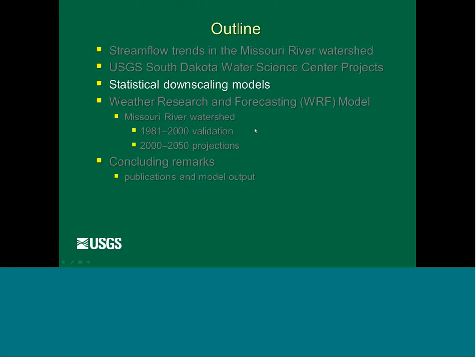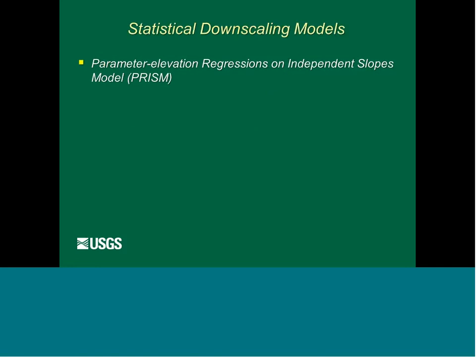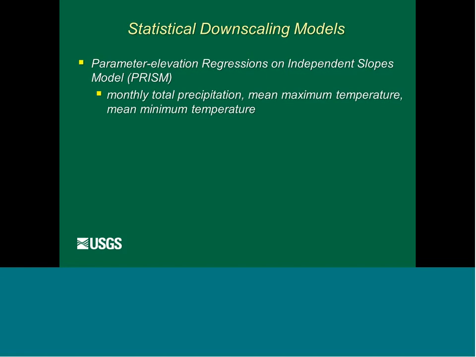So anyway, that gives you a little bit of background on the funding and how we got here and why we're focusing on the Missouri River area. We've done a fair bit of work with some statistical models. I'll go over those quickly. A lot of you have probably used these. The PRISM model, Parameter Elevation Regression on Independent Slopes model, basically provides monthly precipitation and monthly min and max temperature.